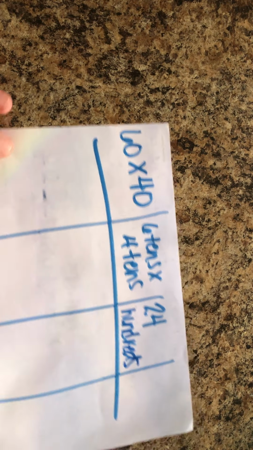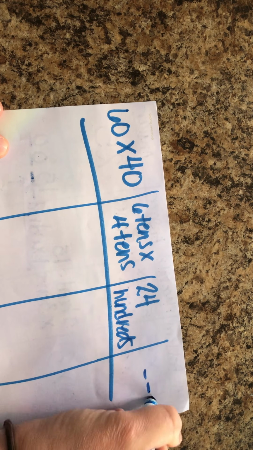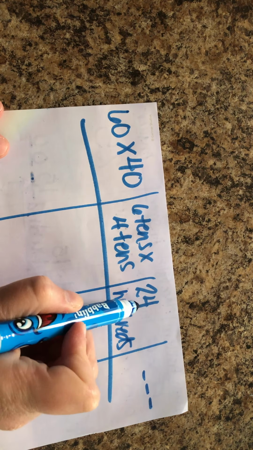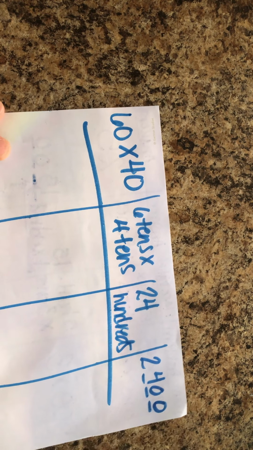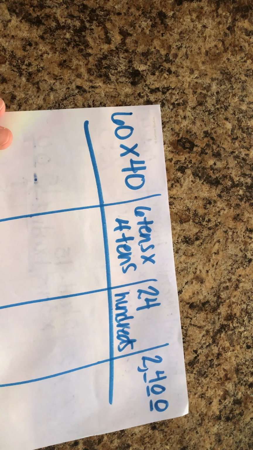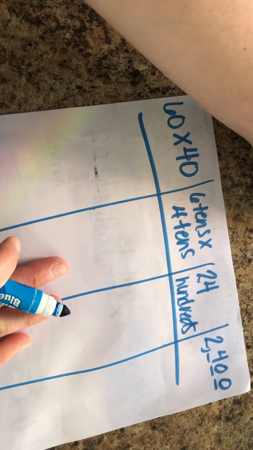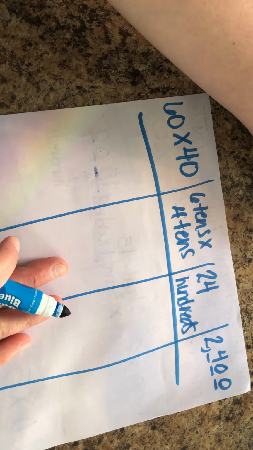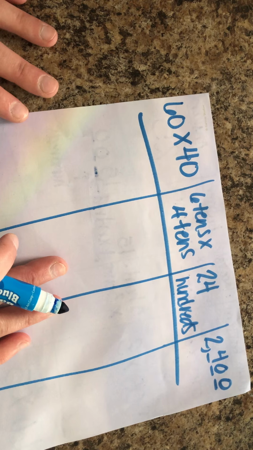Okay, so now let's look. We have 24 hundreds. How am I going to write that? So I know, here's my place value again. I know that 4 has to stay in the hundreds because that's what it's representing. So I need to put my 24 right there so I know it's 2,400.